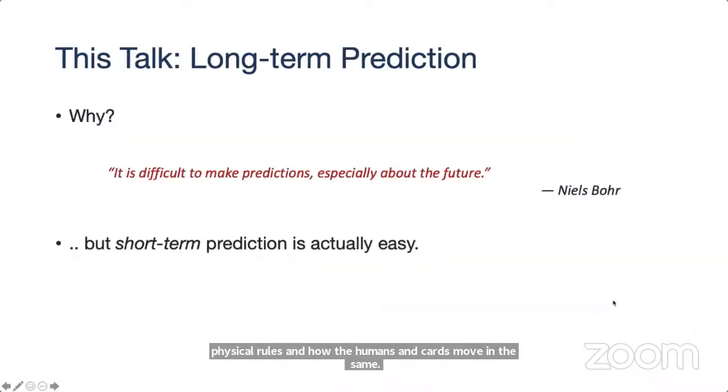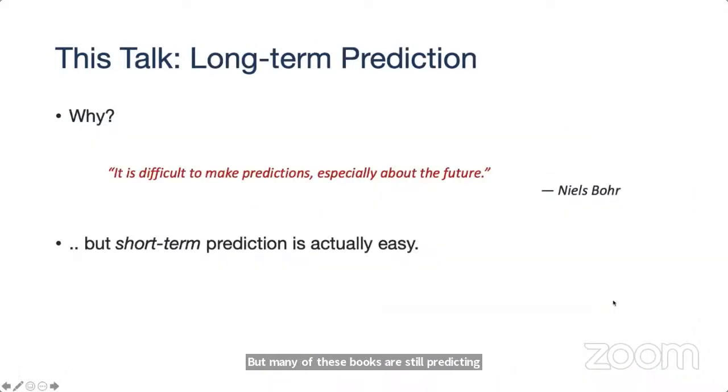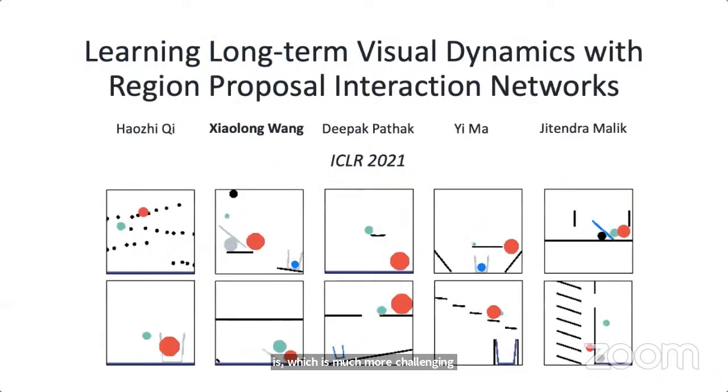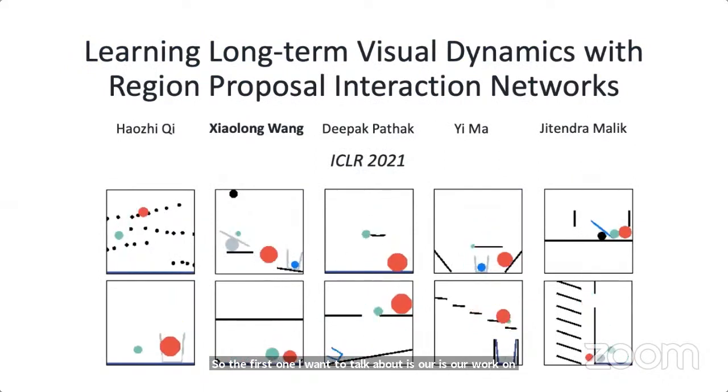But many of these works are still predicting a very short-term future, which is simple. In this talk, we are going to focus more on predicting long-term future, which is much more challenging. So the first work I want to talk about is our ICLR work on learning long-term visual dynamics with region proposal interaction networks.